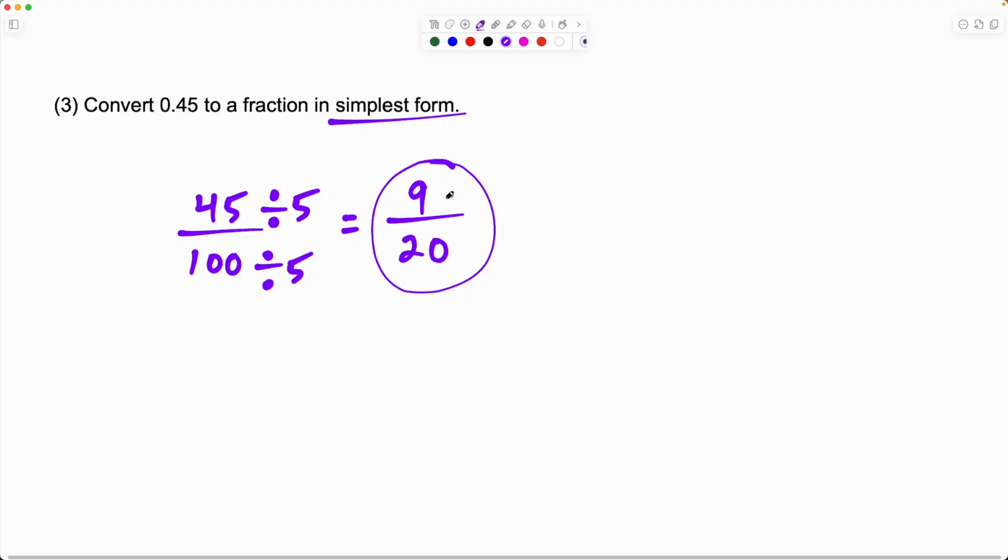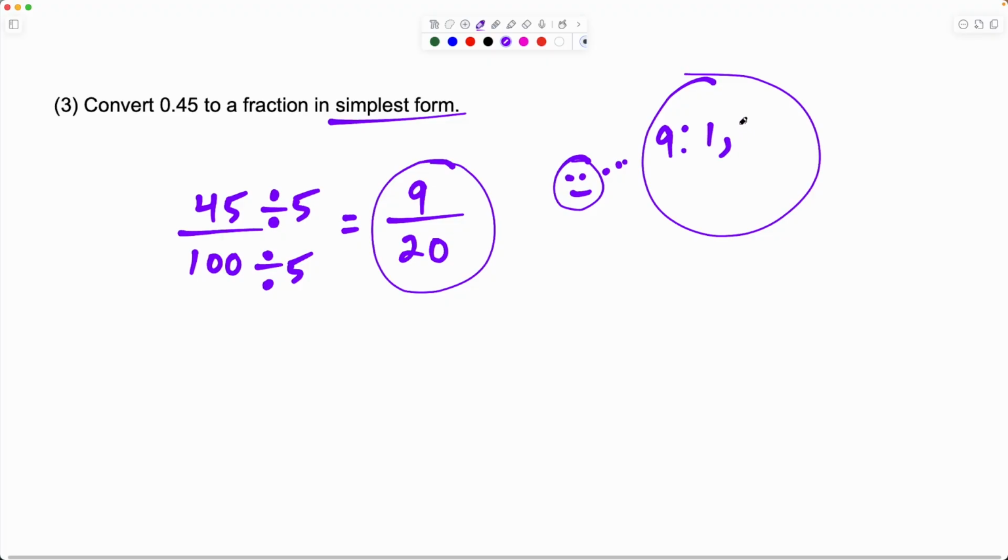And I know that we can't simplify anymore because if I think about the factors of 9, I think of the factors are just 1, 3, and 9. Okay, we have 1 times 9 and 3 times 3. Whereas 20 has a bunch of factors: 1, 2, 4, 5, 10, and 20. But notice they have no other common factors other than 1. So we can't reduce this fraction anymore.